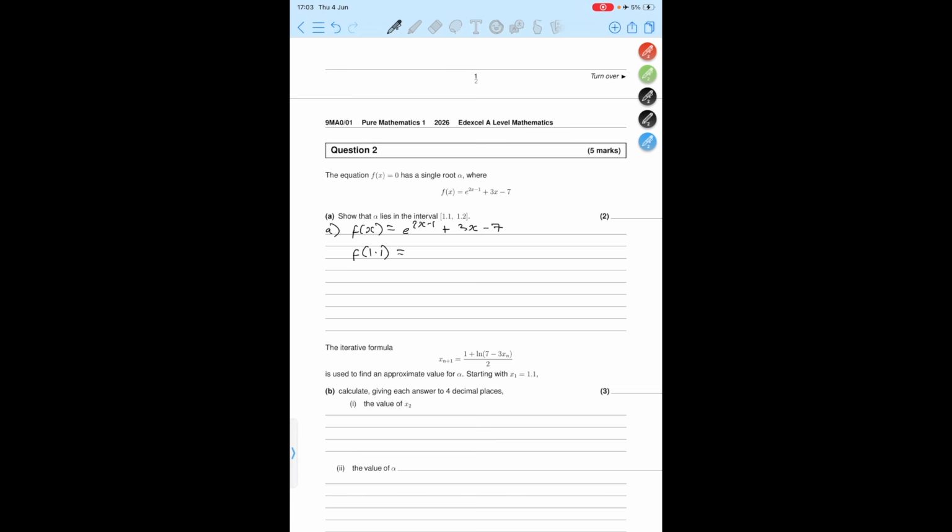I'm going to write it down here so the examiner knows that I know what I'm doing. Sorry, I got a bit confused, I just meant sub it in. So let's sub that in now. 1.1, I'm going to put that in my calculator. e to the 2 answer minus 1 plus 3 answer minus 7. So here we get roughly -0.379. Okay, and we're going to do exactly the same for 1.2.